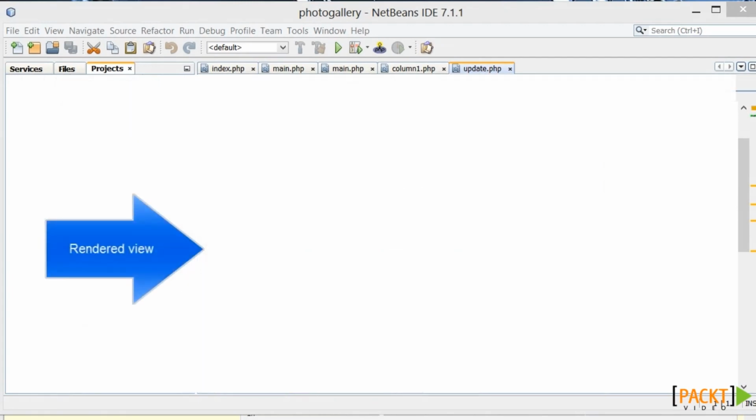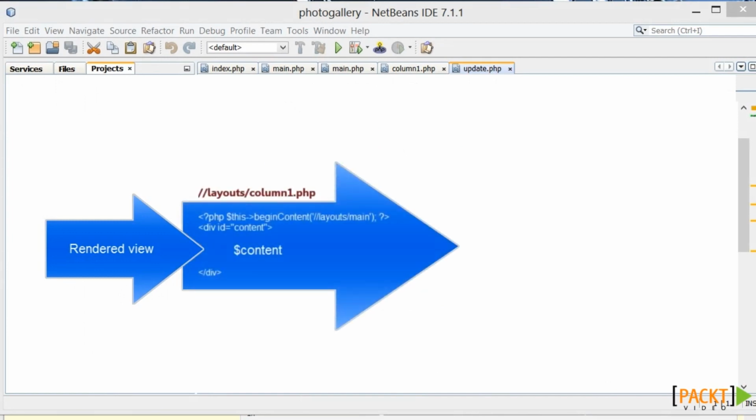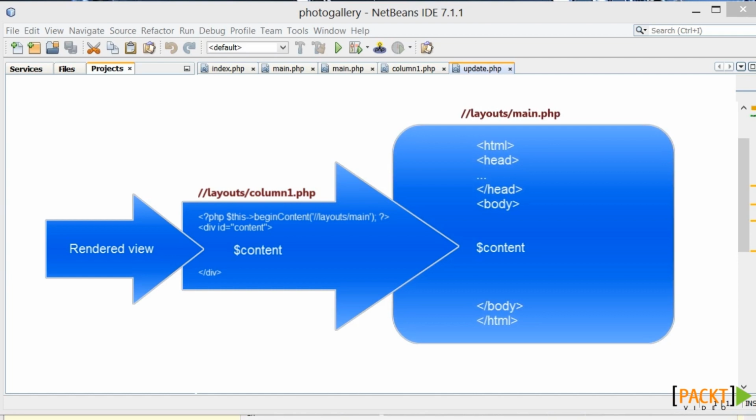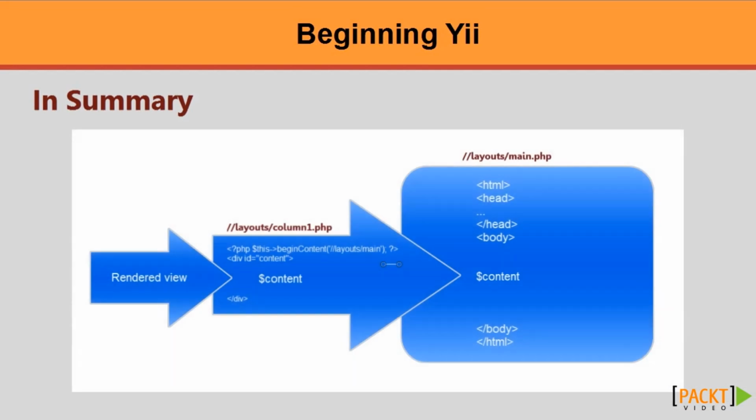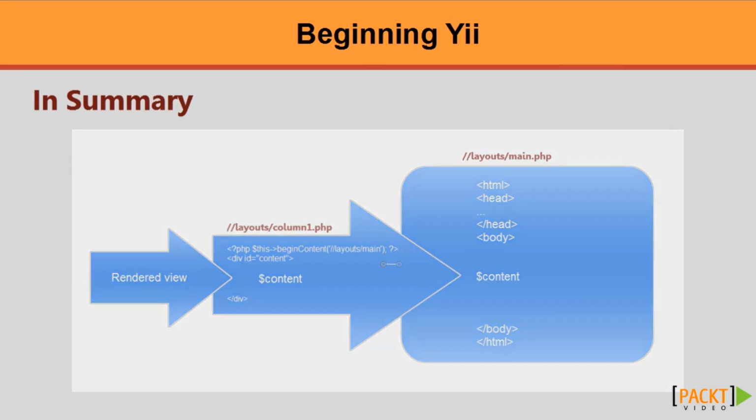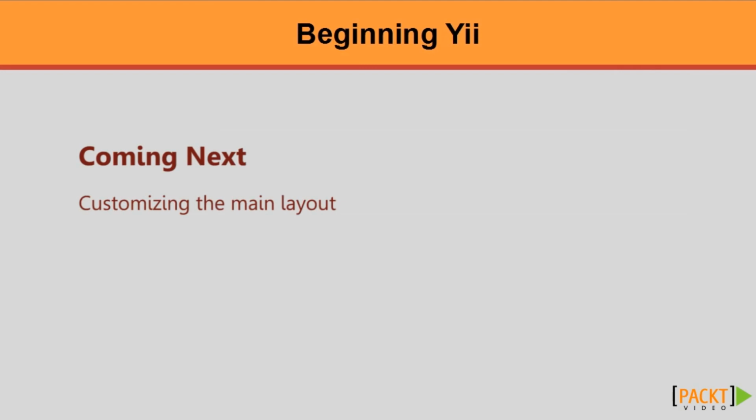And here you can see the rendered view is passed as $content to the layout column1, which is then passed as $content to the layout main. And that is why we see $content in both the layout and the main. So in this session we've seen the structure of theming files and how the templates are made up from the main layout, then including content layouts, which in turn include rendered and partially rendered views. And in our next session we'll customize the main layout.